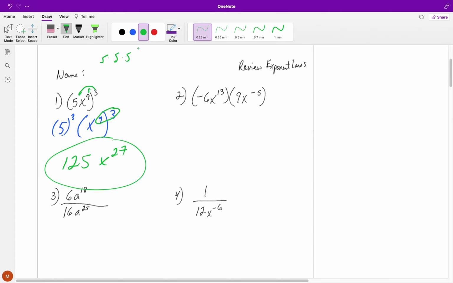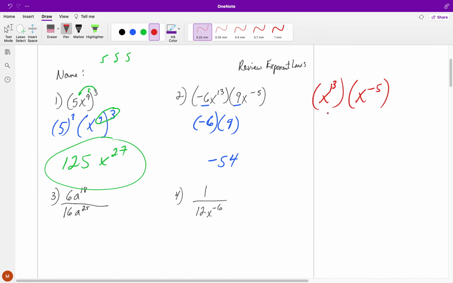All right, so same thing when you go to do number 2. We can just take our coefficients and treat them as their own numbers, as if I just gave you negative 6 times 9. And negative 6 times 9 is negative 54. Then we can take our exponents and look to see, well, what are we doing with those? So it's x to the 13th times x to the negative 5th. When we're multiplying, we add, so it becomes 13 plus negative 5, or that's the same as 13 minus 5, which is then 8. So it becomes x to the 8th power.